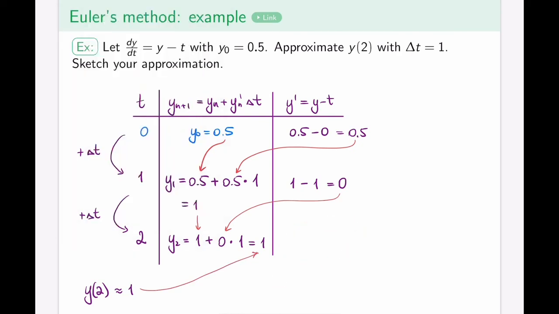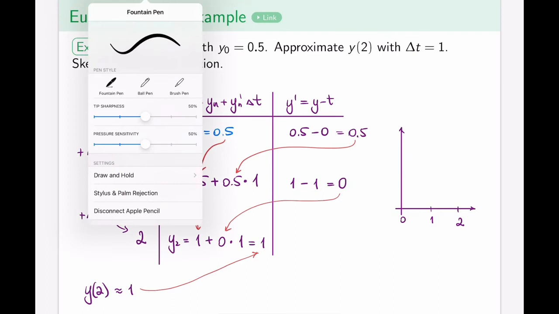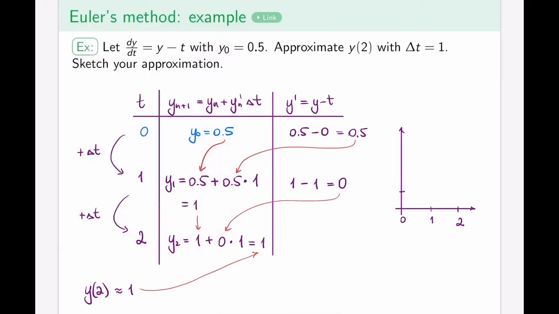And let's sketch what we get in this case. So I went from t equals 0 to t equals 2 with a step size of 1. And what did we have? At t equals 0, the y value was 0.5. So let's say I have, let's make it a little higher, let's say I have 0.5 here. This is where I started.